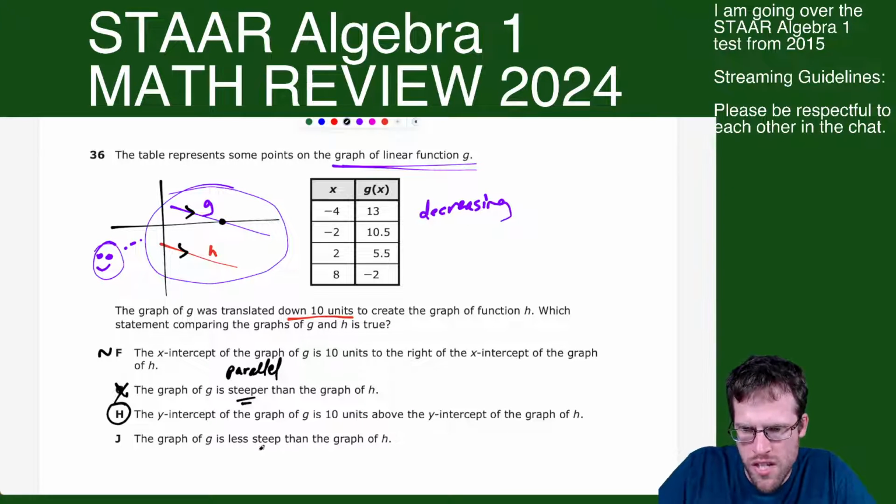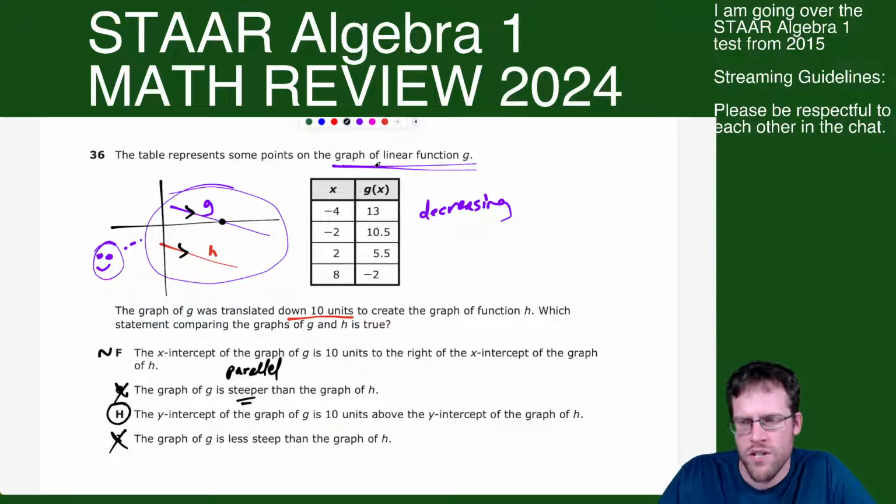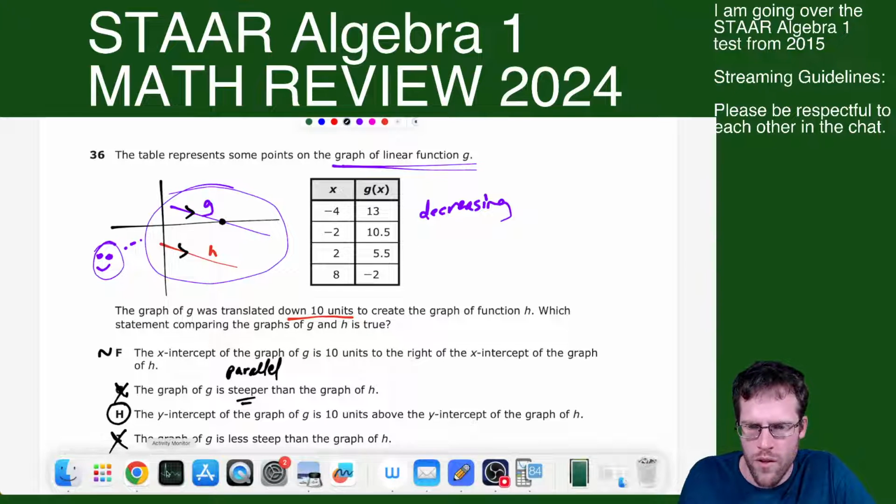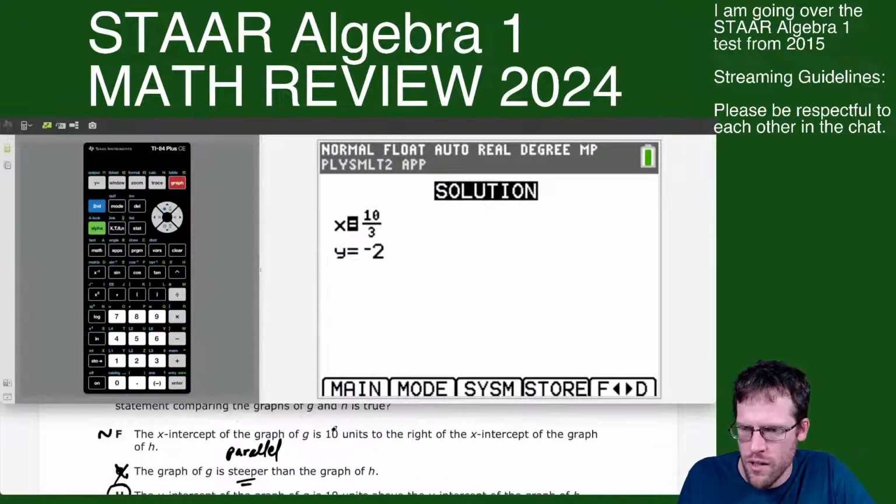The graph of g is less steep than the graph of h. No, they have the same steepness. They're parallel. Okay, so that's going to be the idea. If you really, really wanted to, you could write the equation of the line for this. Okay, so I'll show you another trick.